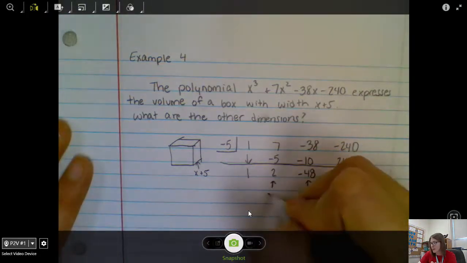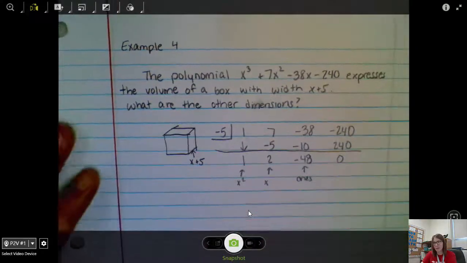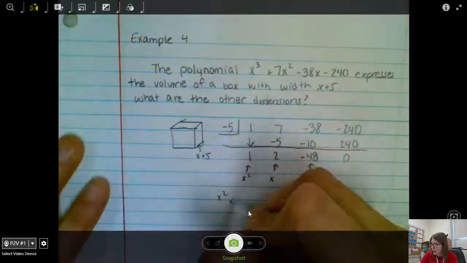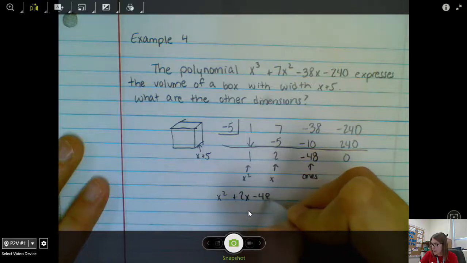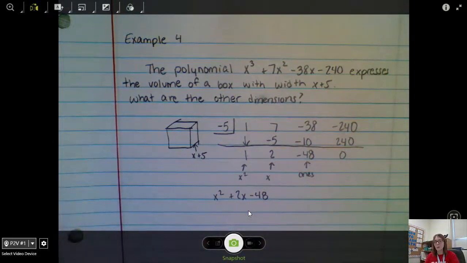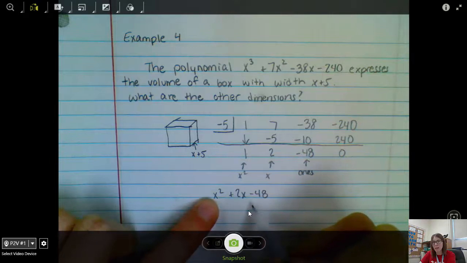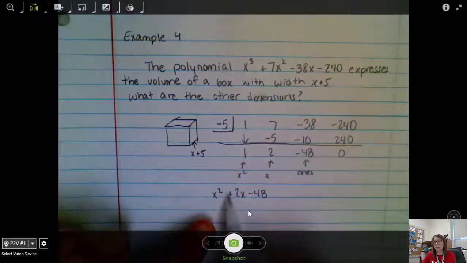So our 1's, our x's, and our x squareds. We have 1x squared plus 2x minus 48. So in this case, we're seeing how synthetic division can actually be really helpful to help us factor something. If I take x plus 5 times all of this stuff, I'm going to end up with my original polynomial here, which would give me my volume.